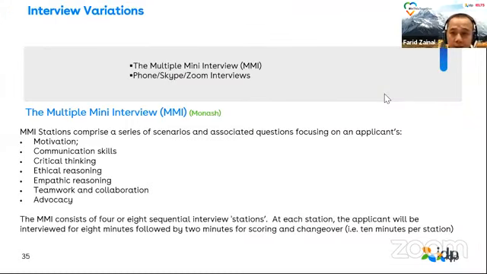I'll move on to the interviews. As mentioned, a number of the Australian universities do the MMI, or multiple mini interviews. Largely they will look to focus on the applicants' strengths in areas such as motivation, ethical and empathic reasoning, and advocacy.